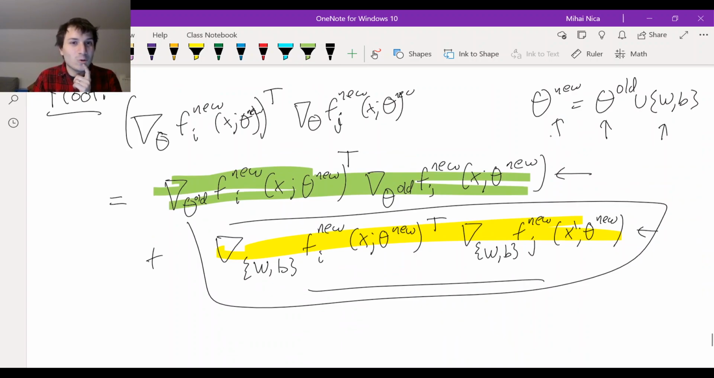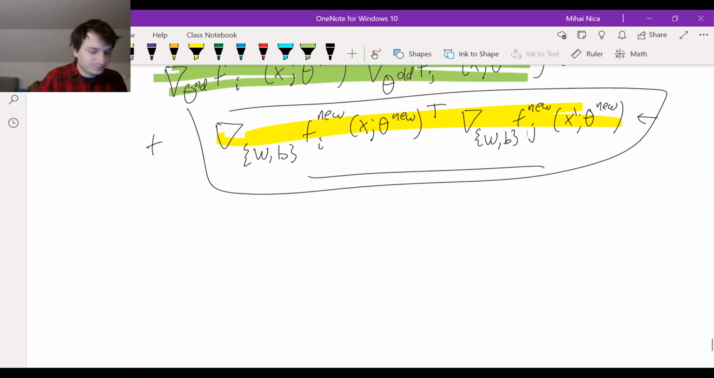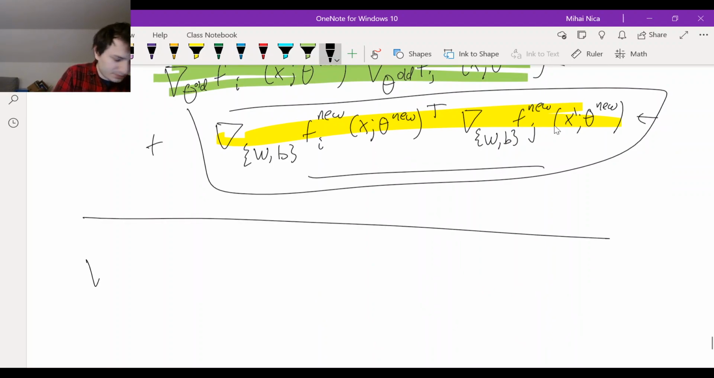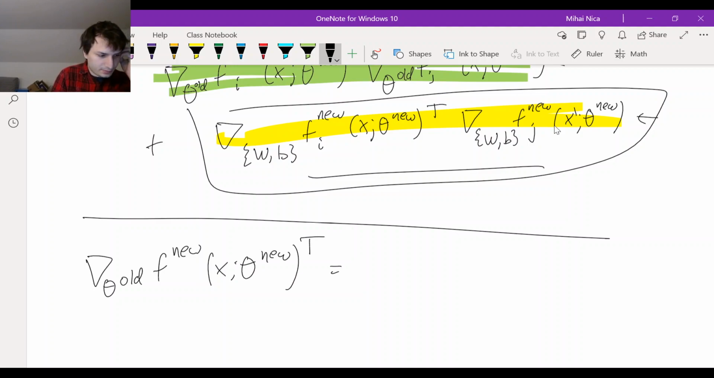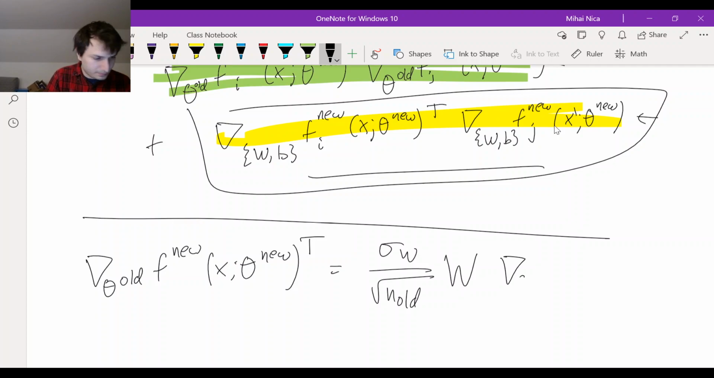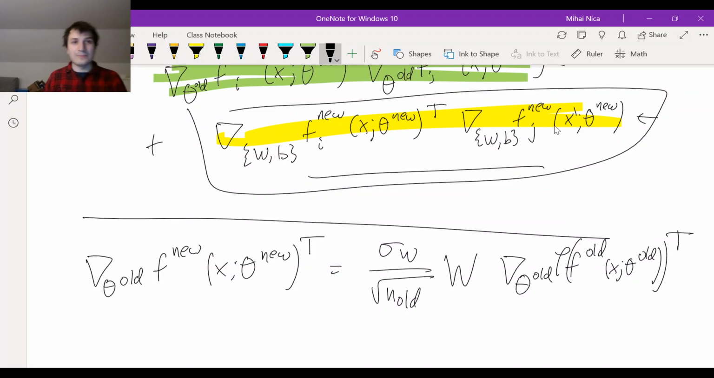So you have to do the old derivative. And this is where chain rule comes in. So here's the fact. So the old derivative of the new function, so this is the derivative. Okay, so this is the formula.